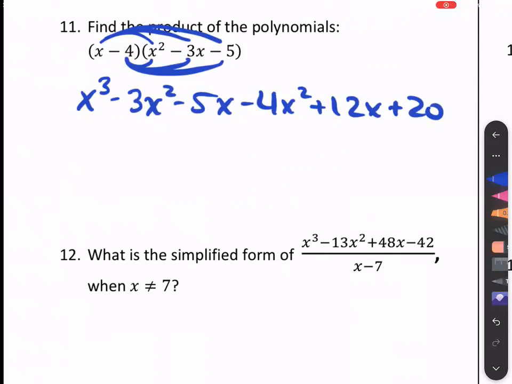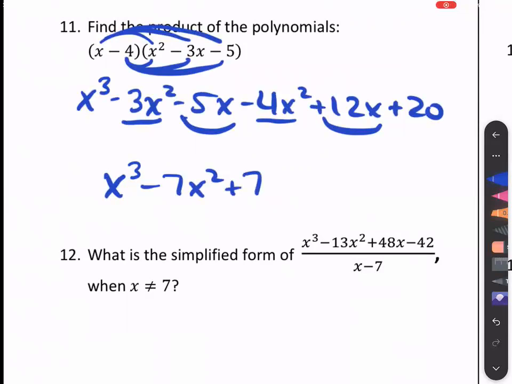And then remember, once you multiply, you have to combine your like terms again. So I've got x squareds, I've got x's, I'm going to combine those. So I've got x cubed minus 7x squared plus 7x plus 20. And there's my final answer right there.